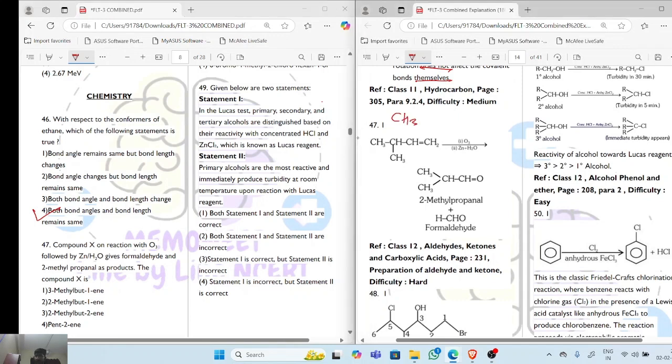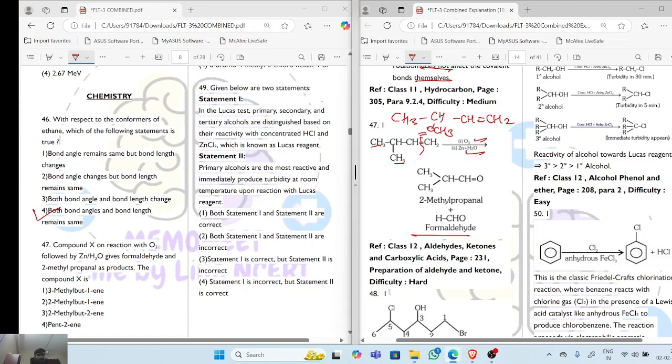First of all is CH3, CH, CH3, CH, double bond, CH2. When the ozonolysis reaction takes place, this double bond will break and a double bond to oxygen will be attached at this side, because of O3 and Zn/H2O. So this is CH3, CH3 on this side, CH, then a double bond to oxygen, plus formaldehyde will also be formed. This is a normal ozonolysis reaction. So the correct option is option number 1.